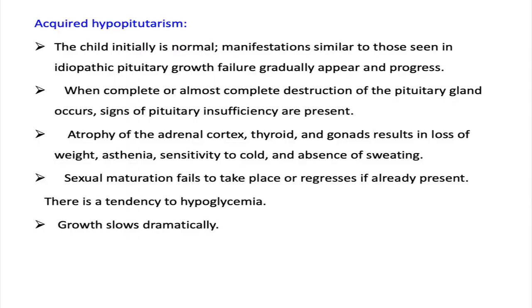In cases of acquired hypopituitarism, that is to say, when the patient develops growth hormone deficiency because of trauma, meningitis, or craniopharyngioma, the child is initially normal. Manifestations similar to those seen in idiopathic pituitary growth hormone deficiency or growth failure gradually appear and progress. When complete or almost complete destruction of the pituitary gland occurs, signs of pituitary insufficiency are present, so the features develop gradually. Atrophy of the adrenal cortex, thyroid, and gonads results in loss of weight, asthenia, sensitivity to cold, and absence of sweating. This is to say when there is panhypopituitarism.